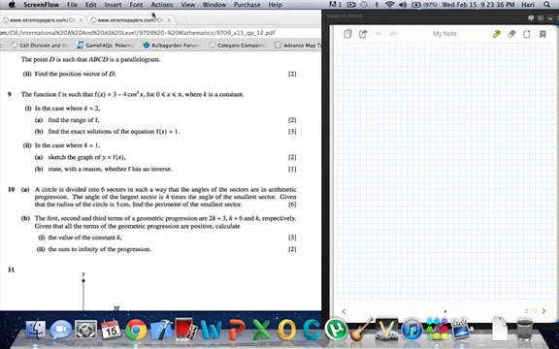So this is the 10th problem of Pure Mathematics Paper 1 Variant 2 of June 2011. Part A says a circle is divided into 6 sectors, and the sectors are not equal. The angles increase in an arithmetic progression, where the largest angle is 4 times the angle of the smallest sector.